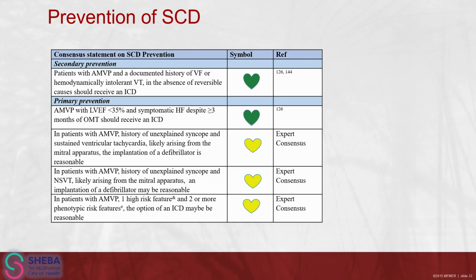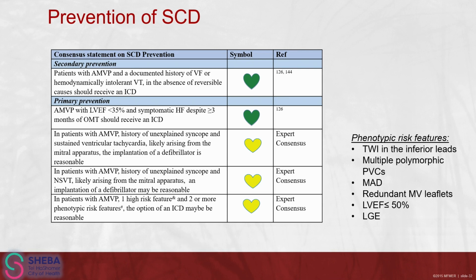In the consensus document, we added 3 more statements. We thought that it would be reasonable to implant an ICD in a patient with unexplained syncope and sustained, even stable VT, or non-sustained VT, as long as these arrhythmias seem to arise from the mitral apparatus, and also in patients with arrhythmic mitral valve prolapse, unexplained syncope or non-sustained VT, and 2 or more phenotypical risk markers. And these are T-wave inversions in the infralateral leads, polymorphic PVCs, mitral annular disjunction, severe myxomatous changes, LV dysfunction, and LGE.